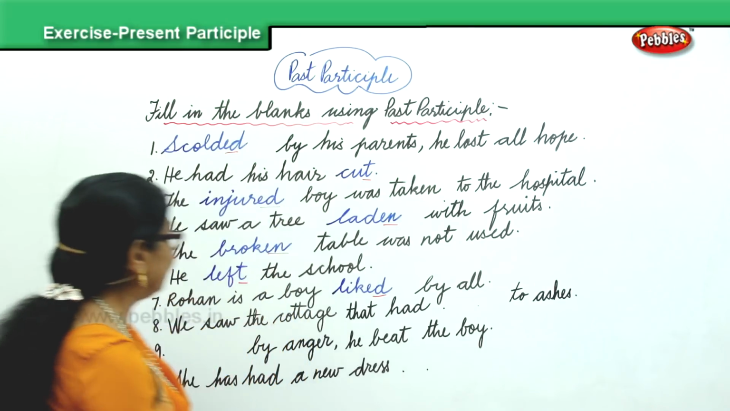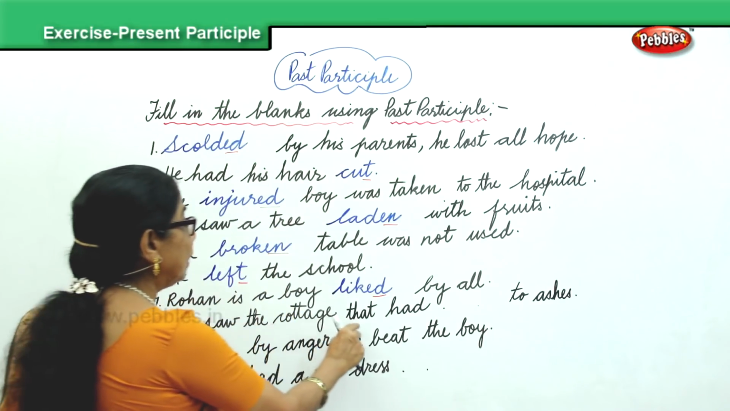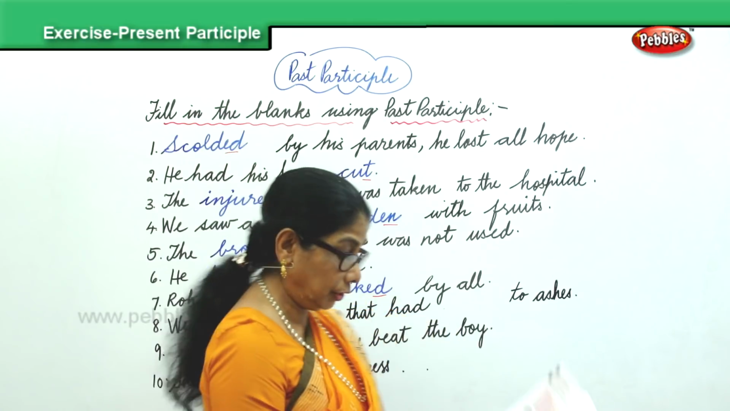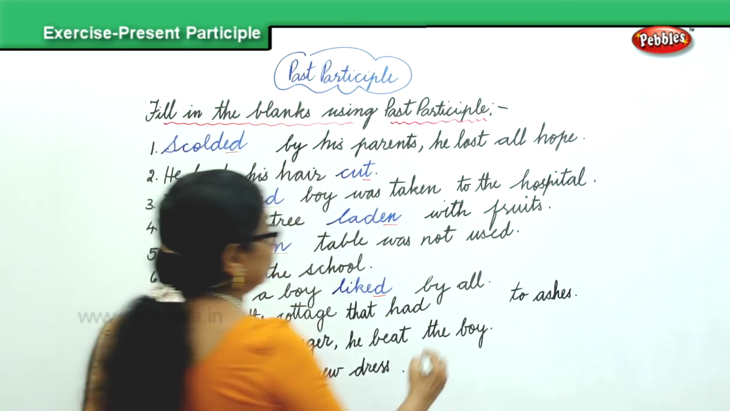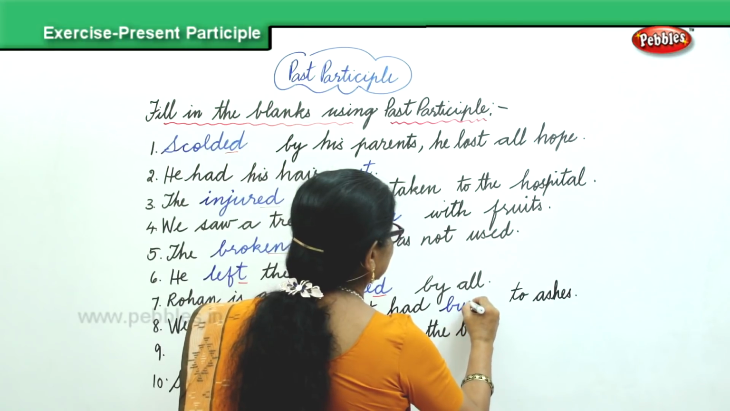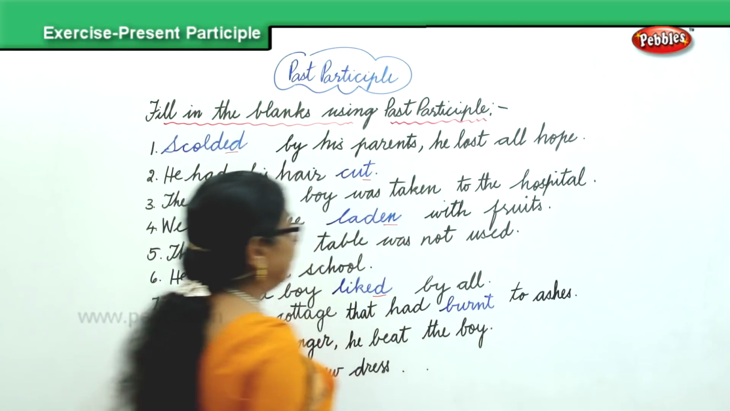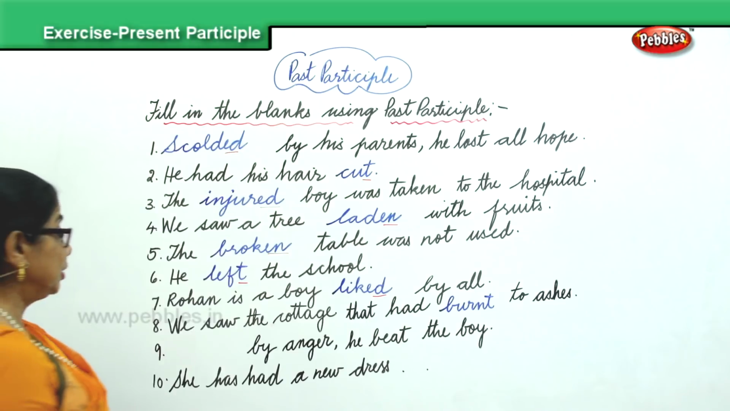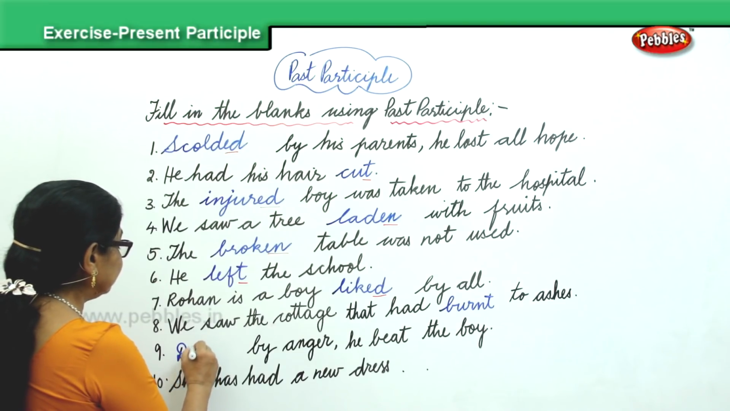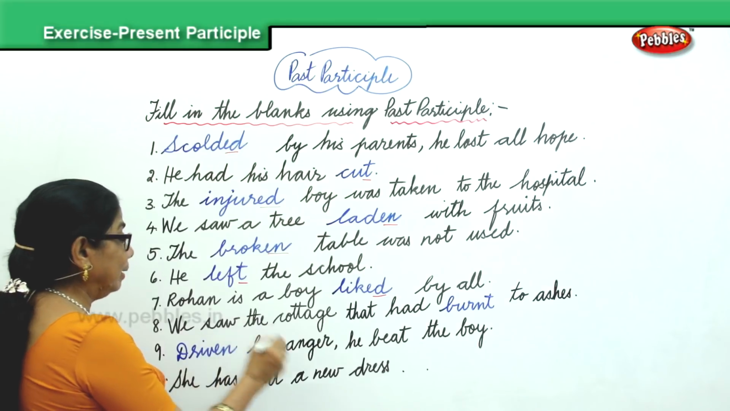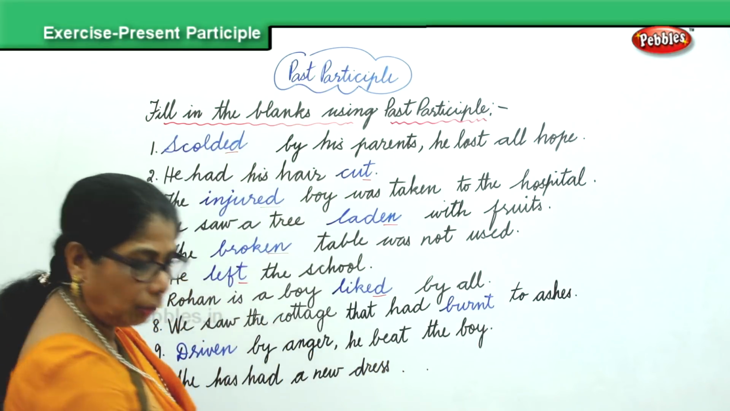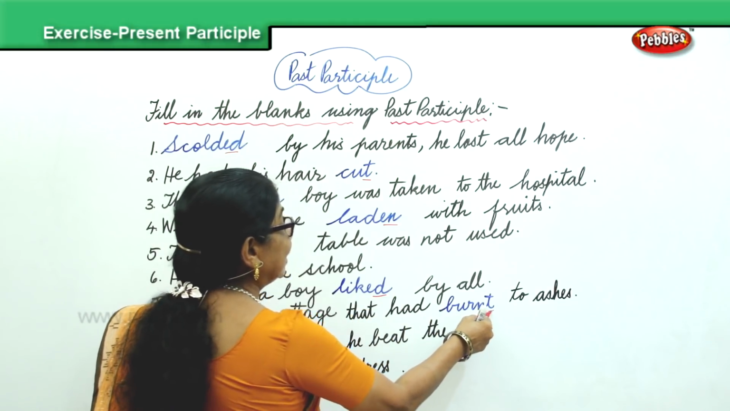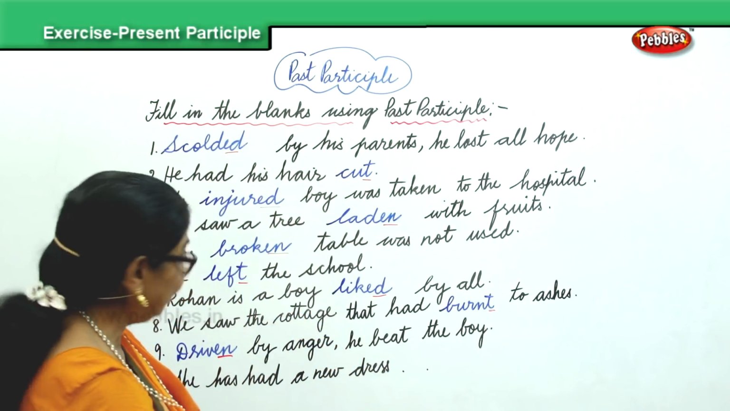Action is completed. Now, we saw the cottage that had dashed to ashes, burned to ashes. That had burned. Ends in T. And the ninth one, dashed by anger. Driven. Very good. Driven by anger, he beat the boy. So angry he was. Driven, ending in EN. Driven by anger, he beat the boy.